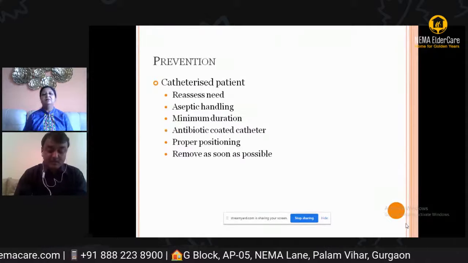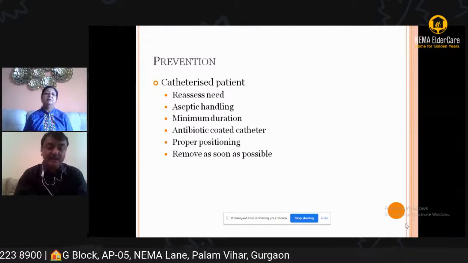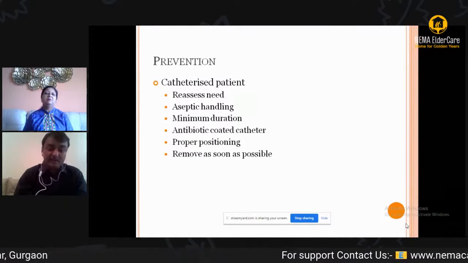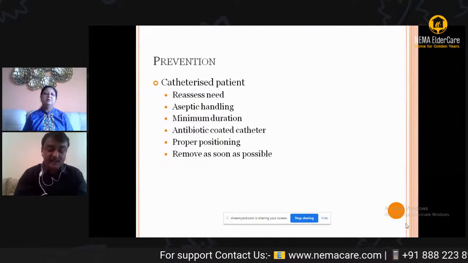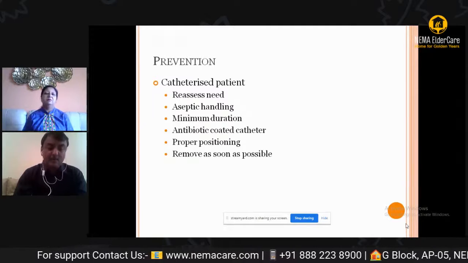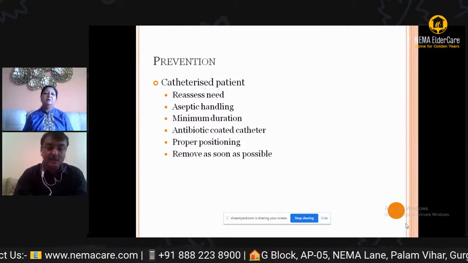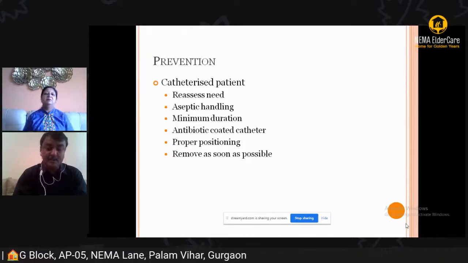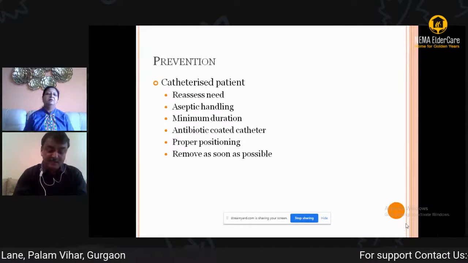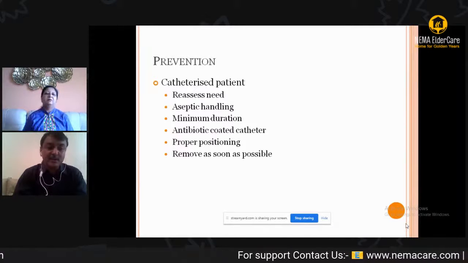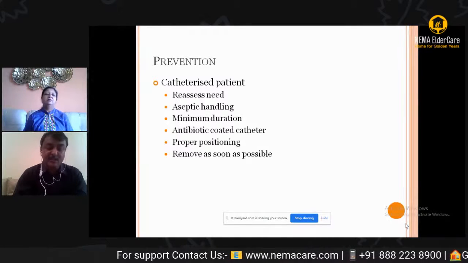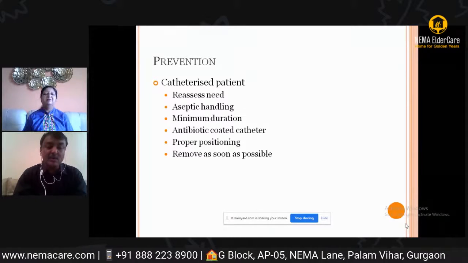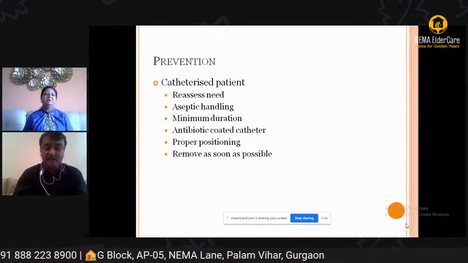Now, there is a special group of patients, those who require a catheter, either short term or long term, who are prone to develop infections. This I have stressed in the initial slides. And this is the group where a lot of things can be done to help prevent the occurrence of infection or for early treatment of infection. The first and foremost is we should continuously reassess the need for the catheter. The moment the treating doctor feels that the catheter is no longer required, we should get rid of the catheter.